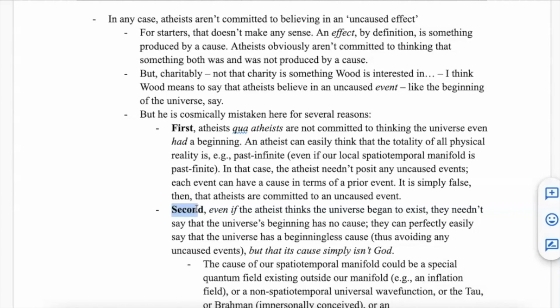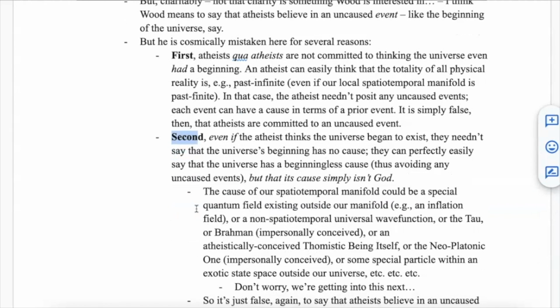Right? The cause of our spatiotemporal manifold could be a special quantum field existing outside our manifold, for example, an inflaton field, or a non-spatiotemporal universal wave function, or the Tao, or Brahman impersonally conceived, or an atheistically conceived Thomistic being itself, or the Neoplatonic One impersonally conceived, or some special particle with an exotic state space outside of our universe, etc., etc., etc. Don't worry, we're going to be getting into this next.